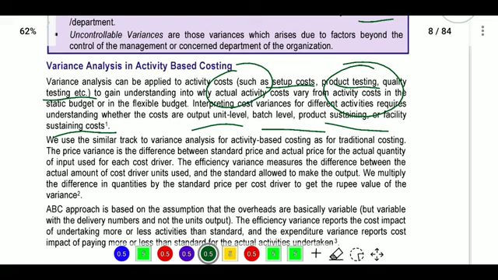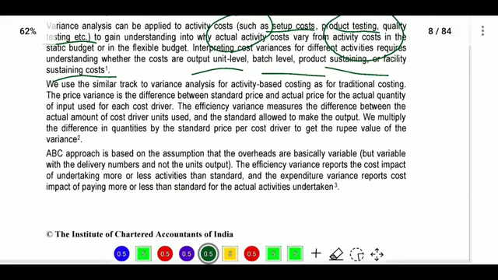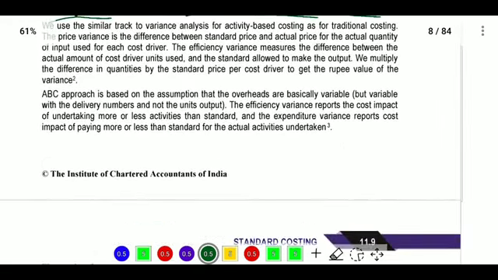Why actual activity cost is different from activity cost, we will see that. Further, the ABC approach is based on the assumption that overheads are basically variable. Its assumption was always that overheads are variables, but variable with delivery numbers and not the unit outputs.